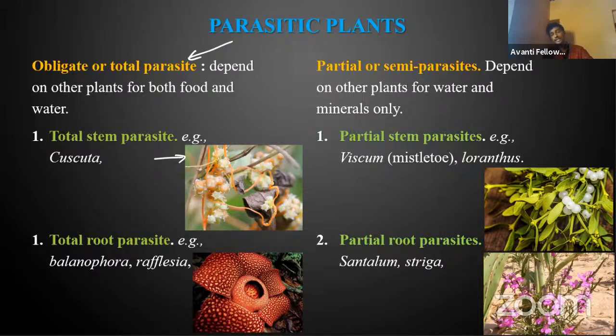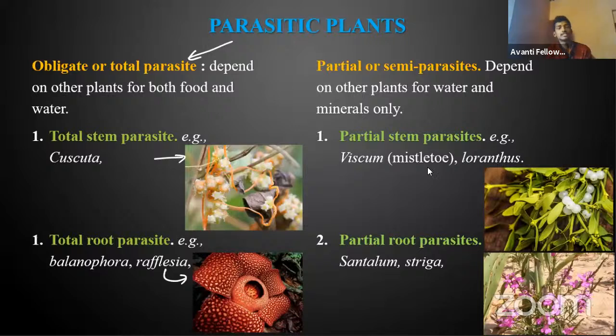What about root parasites? The root parasite examples are Balanophora and Rafflesia. I don't think the name Balanophora is known to many people, but probably everyone knows about Rafflesia, right? What is the importance of Rafflesia? Can anybody tell me the importance? I just want to hear from others also. Do anybody know exactly? Rafflesia is the largest flower. Rafflesia is the largest flower, exactly.